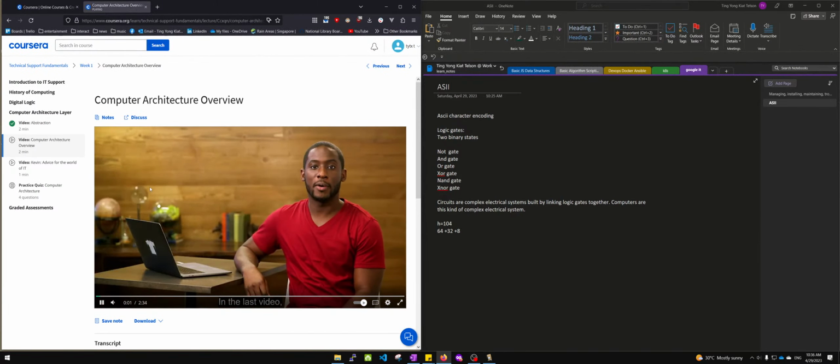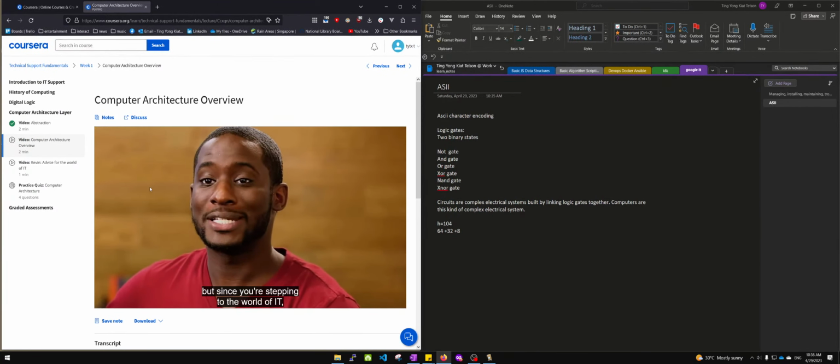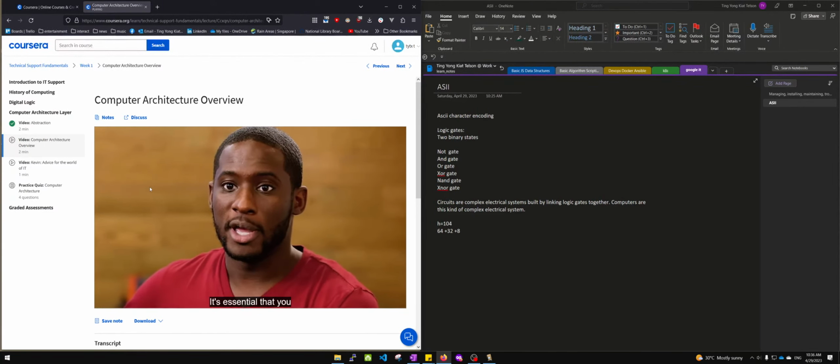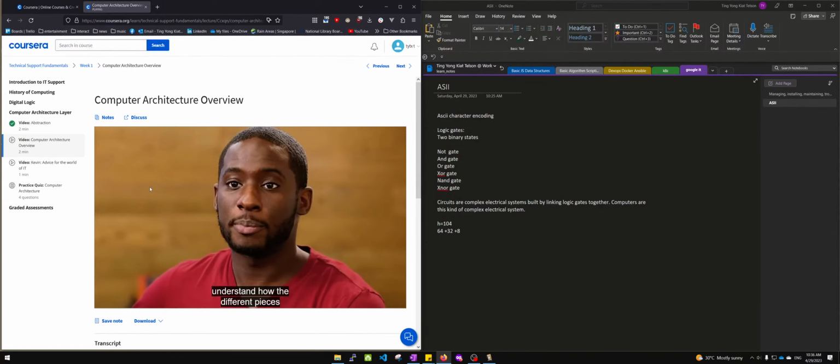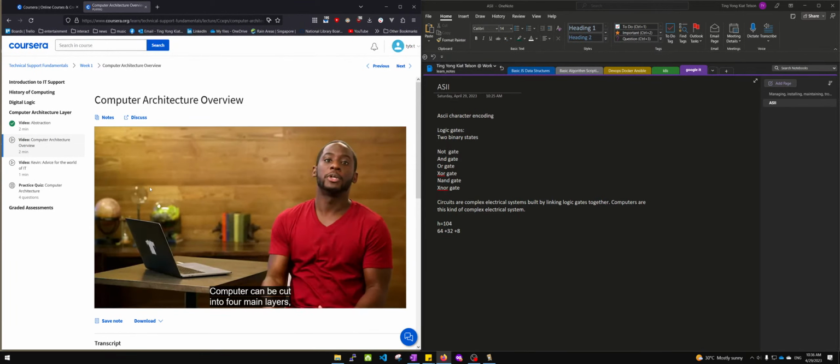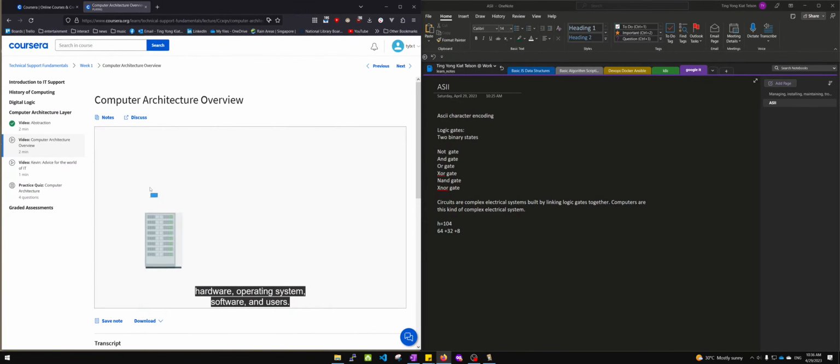In the last video, I mentioned that people don't need to understand how a computer works for them to use it because abstraction makes things simpler for us. That's technically true, but since you're stepping into the world of IT, you do need to understand all the layers of a computer and how they work. It's essential that you understand how the different pieces interact so you can resolve any issue that may arise. A computer can be cut into 4 main layers: hardware, operating system, software, and users.